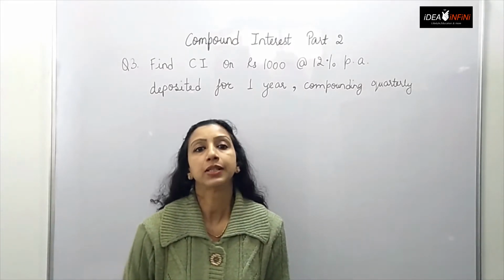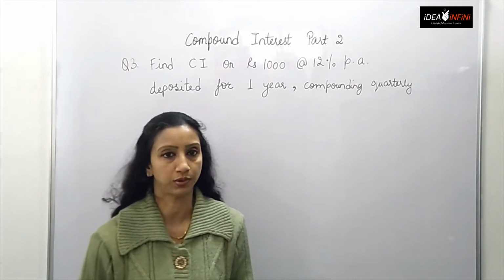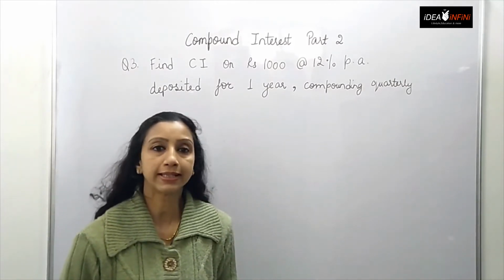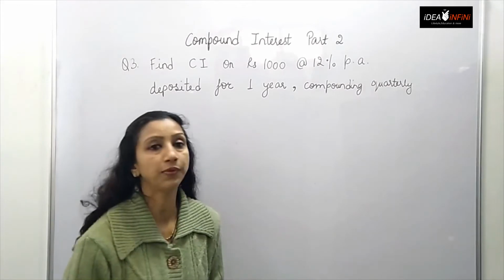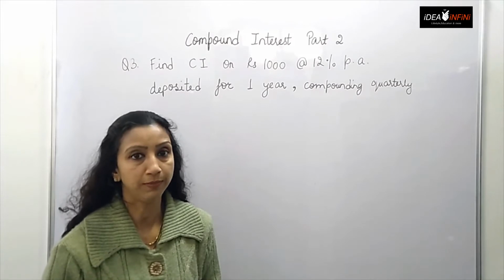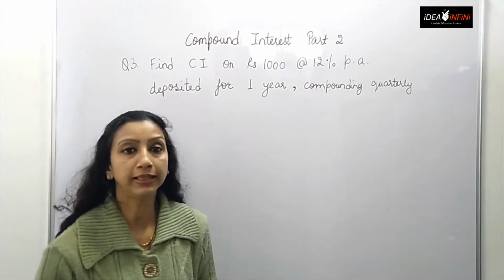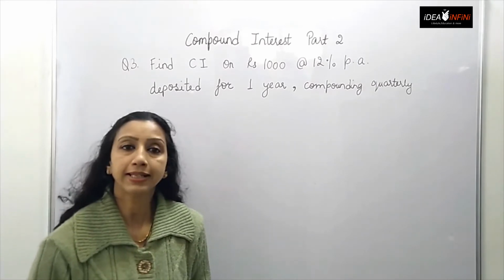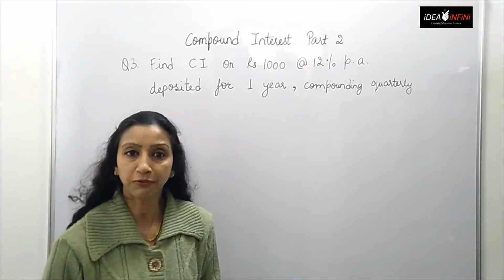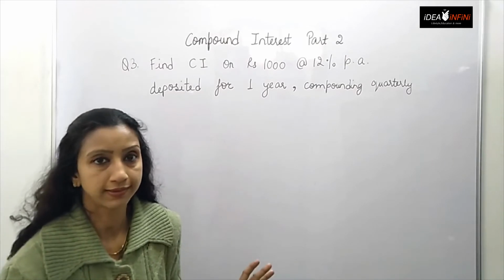See, quarterly means 3 months. There are 4 quarters in a year. 3 months make 1 quarter. So the compounding is getting done quarterly, that means once in every 3 months. But the rate of interest is not for 3 months. It is being given for the full year. So that means R divided by 4. As I said, there are 4 quarters in a year and the rate of interest has been given for the year, so we divide it by 4.